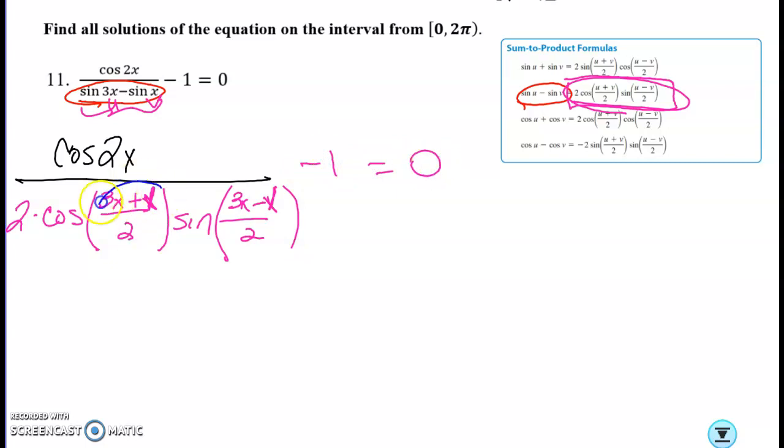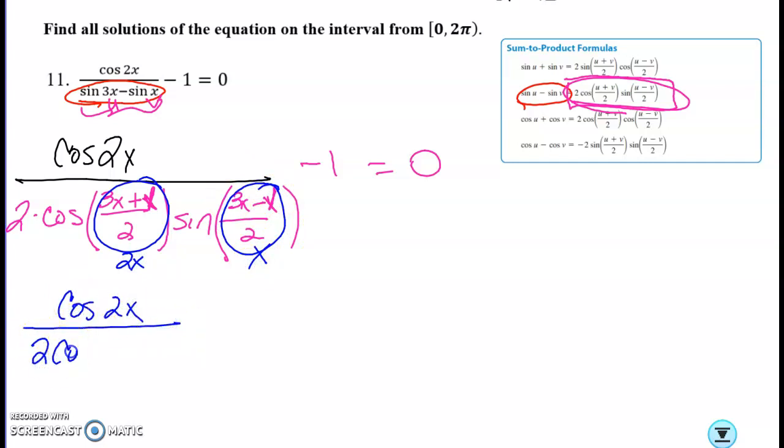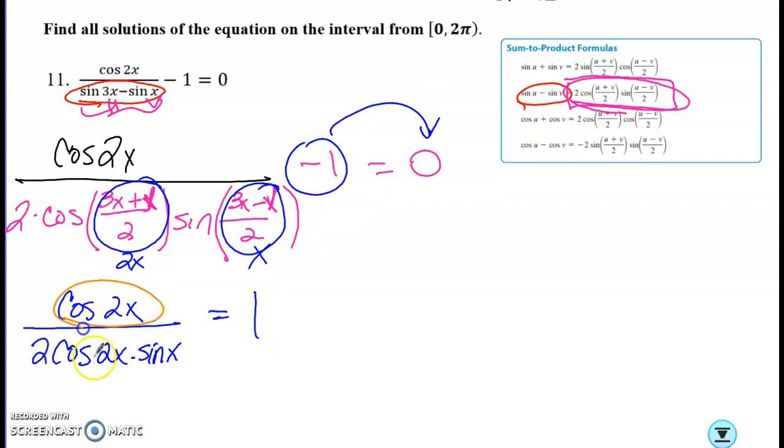So down here, we need to clean this up. This is 4x divided by 2, or 2x. This is 2x divided by 2, or x. So now we have the cosine of 2x over 2 cosine of 2x times the sine of x. And this minus 1 can really just go over here, so that equals 1. Oh, look, some things cancel. This and this is the same thing, so this is going to divide out and give you 1. That's kind of nice. And so now what we have is 1 over 2 sine of x equals 1.